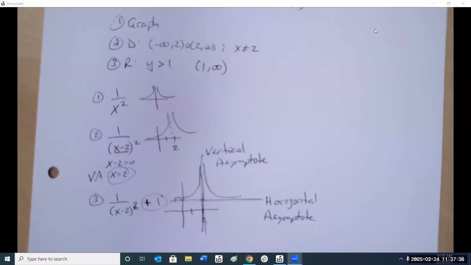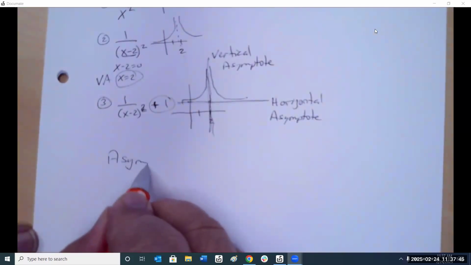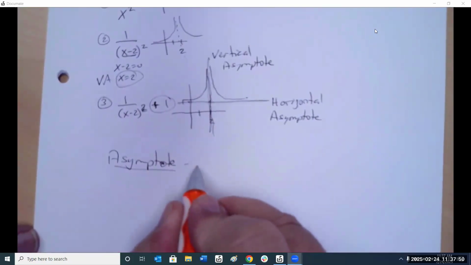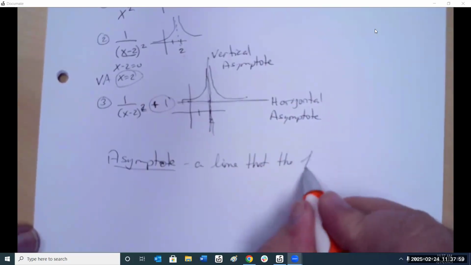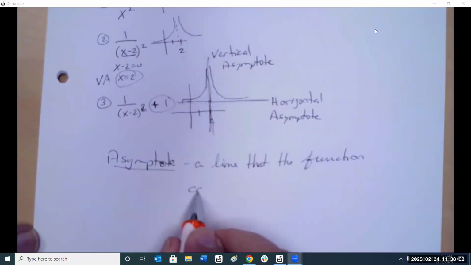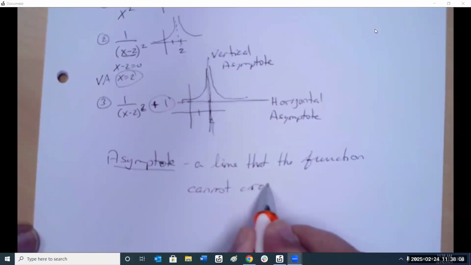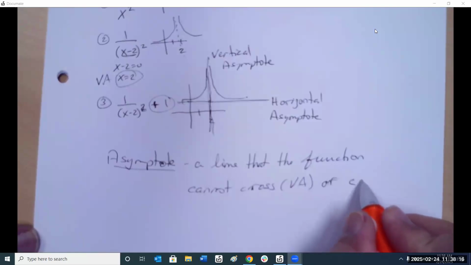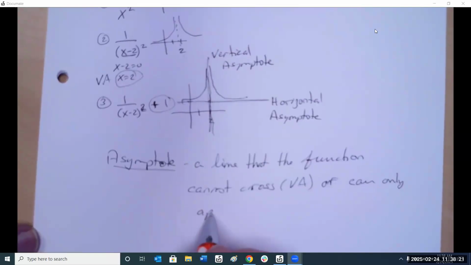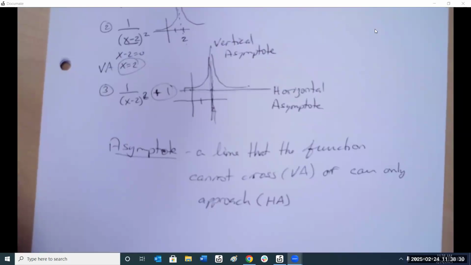What are asymptotes? They're lines that the function cannot cross. That's the vertical asymptote. Or can only approach, like the horizontal asymptote. In other words, the graph can cross the horizontal asymptote, but as soon as it crosses it, it has to taper back down to getting close to it. It never stops at it, it just approaches it infinitely.